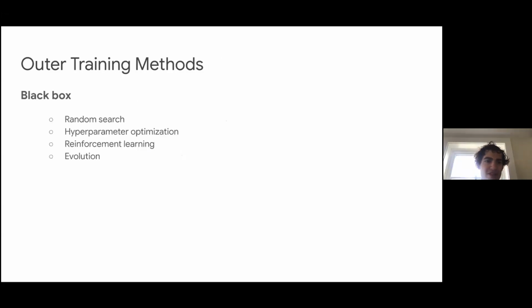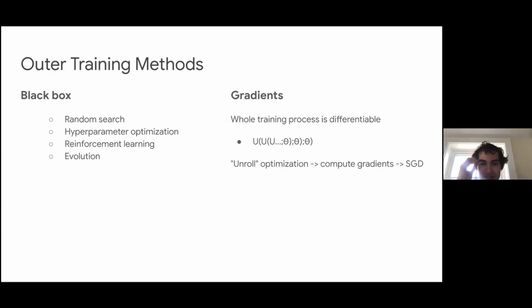There are two main families of methods people use to train these things. First is black box. This includes things like random search, hyperparameter optimization, reinforcement learning, evolution, things like that. And then the second is to leverage gradients. So you can note in this iterative composition of functions that if u is differentiable, this entire function is differentiable. It's kind of nasty, right? Because it's this iterative composition of applications of u, but you can still take derivatives with respect to theta.